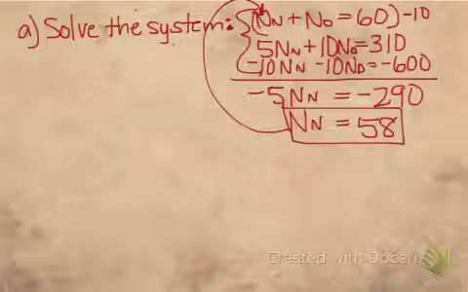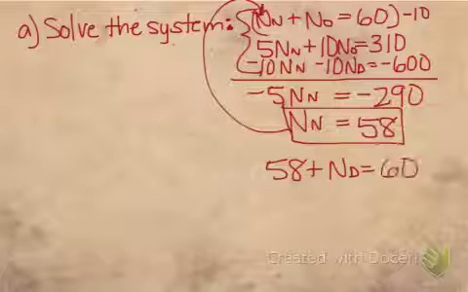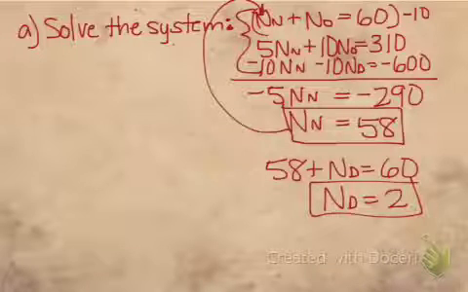Then we just take that and plug it back in. So we get 58 plus n sub d equals 60. So n sub d equals 2. I think it's actually n sub 0, but that's alright.